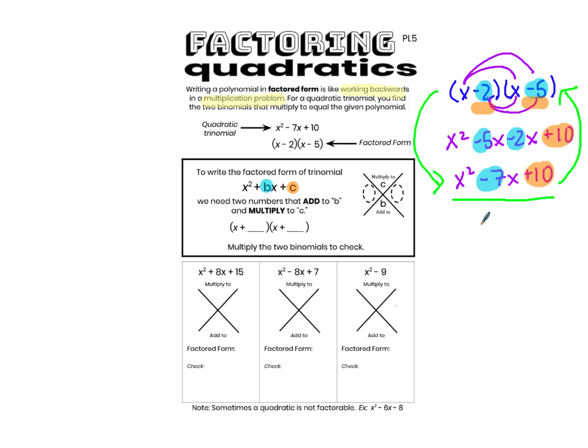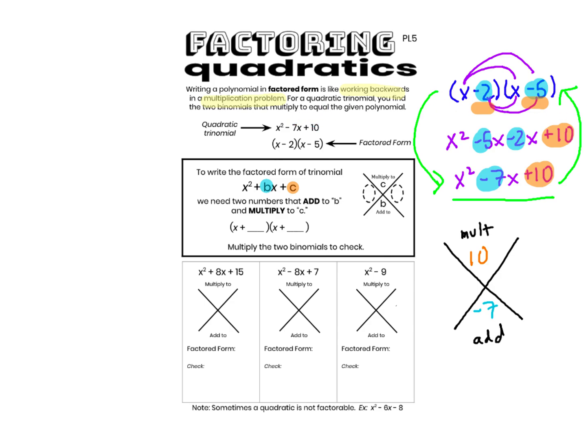The way I do this is with a diamond problem. So for every trinomial that I'm given in a factoring lesson, I'm going to create a diamond problem where I'm looking for the two numbers that multiply to c and add to b. So for this problem, I'm looking for the two numbers that multiply to 10, but then add to negative 7. So given this problem, two numbers that multiply to 10, add to negative 7.